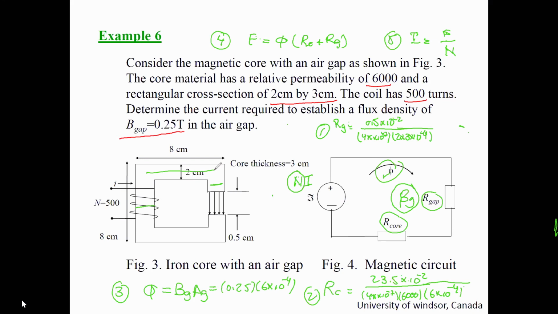But all of them have the same cross-sectional area, which is 2 by 3. So this one.